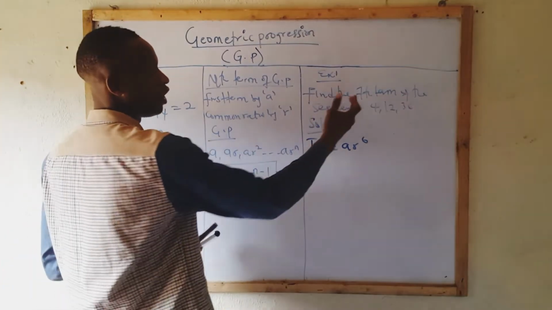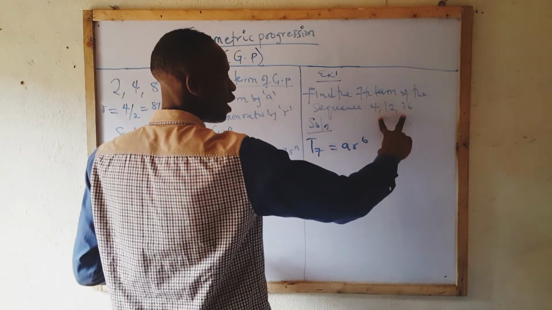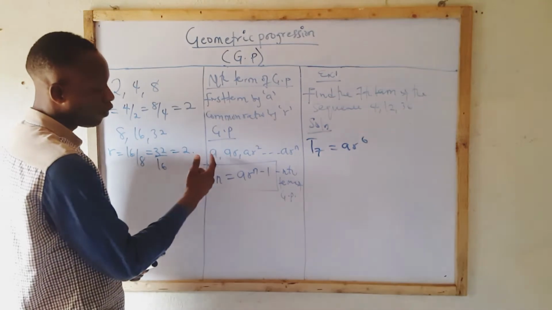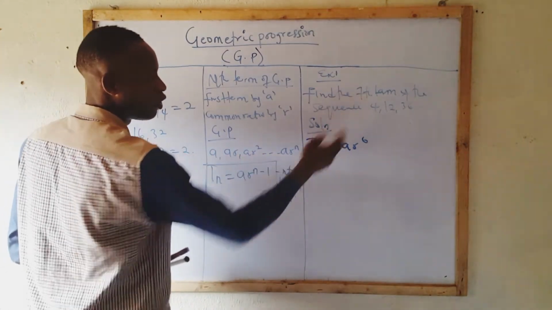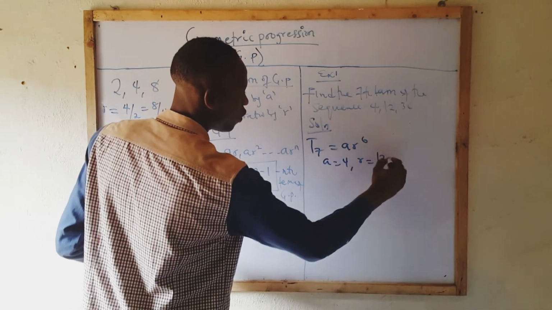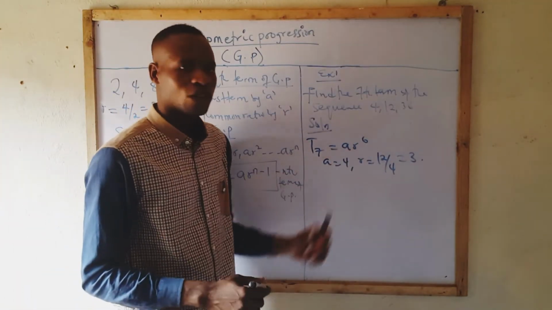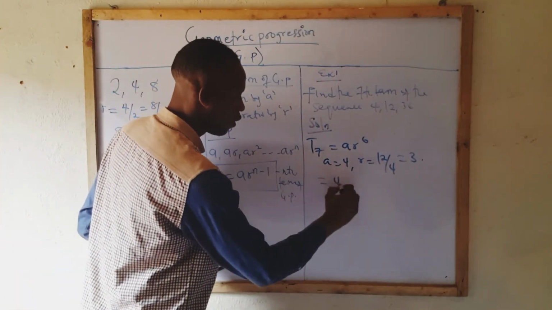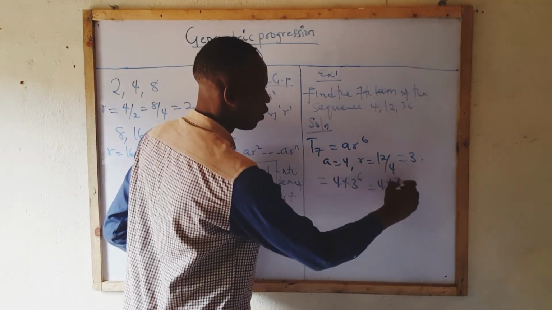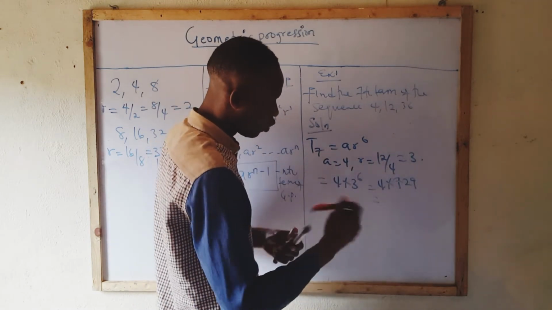If you're given the 8th term here, that will be AR raised to power 7. So how do I get my A and my R from here? We know that the first value here, following this trend, is the value of A. So A is equal to 4, and the common ratio is simply 12 divided by 4, and that will give us 3. If I replace these two values into this expression, I'm going to have 4 times 3 raised to power 6, and 3 raised to power 6 will give 729. 729 times 4 will give 2916.